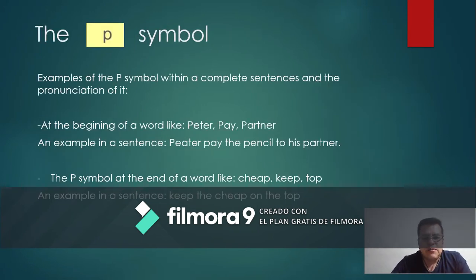Examples of the p symbol within complete sentences and the pronunciation of it are like: Peter paid pencil to his partner. We have the words Peter, paid, and partner. The p symbol at the end of a word like sheep, keep, and top. An example in a sentence: keep the sheep on the top.